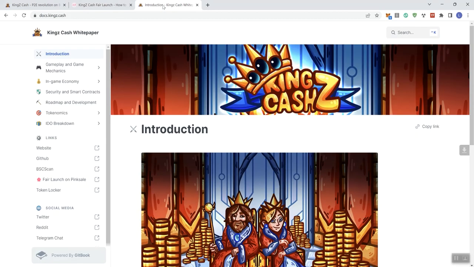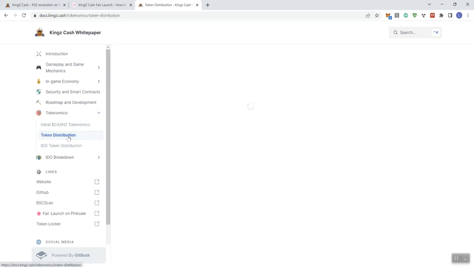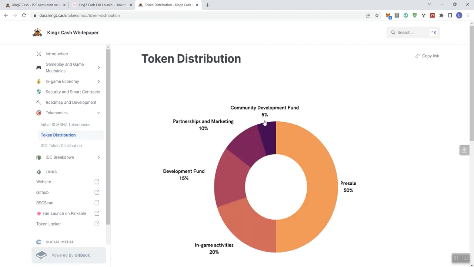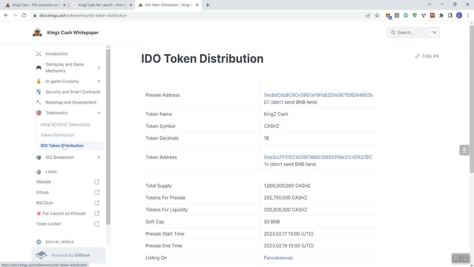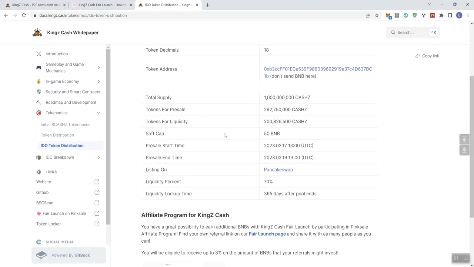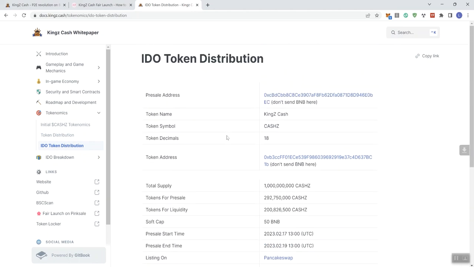Now moving over to their documentation. Looking at the tokenomics, we're going to look at the distribution. 5% going to community fund development, 50% going to pre-sale, 20% to in-game activities, 15% to development fund, 10% to partnerships and marketing. And again, they're giving the IDO distribution on this one, not in the same way it was highlighted here in the graphic.